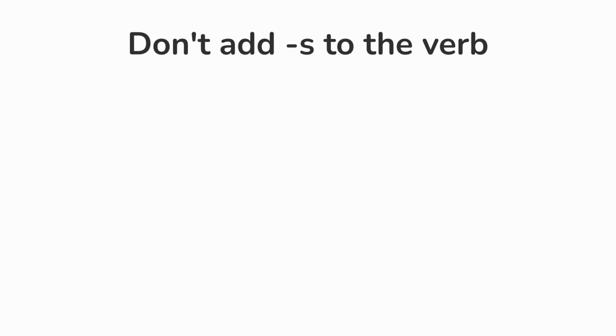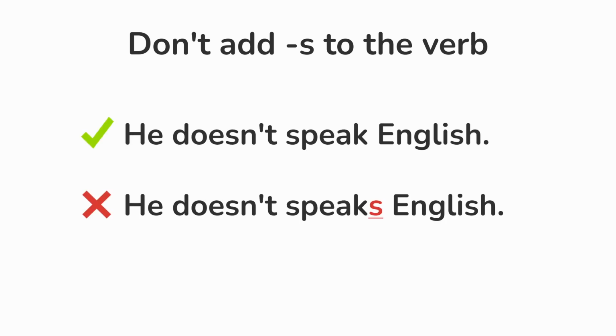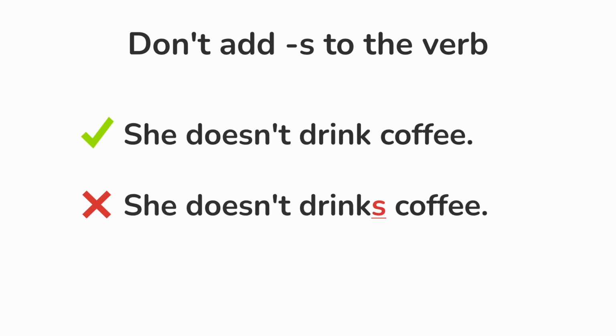Remember that when we use doesn't, we don't add s to the base verb. For example, he doesn't speak English. She doesn't drink coffee.